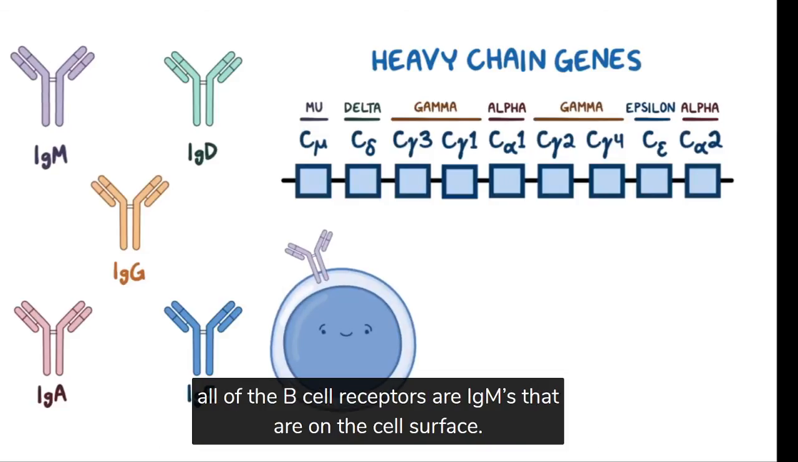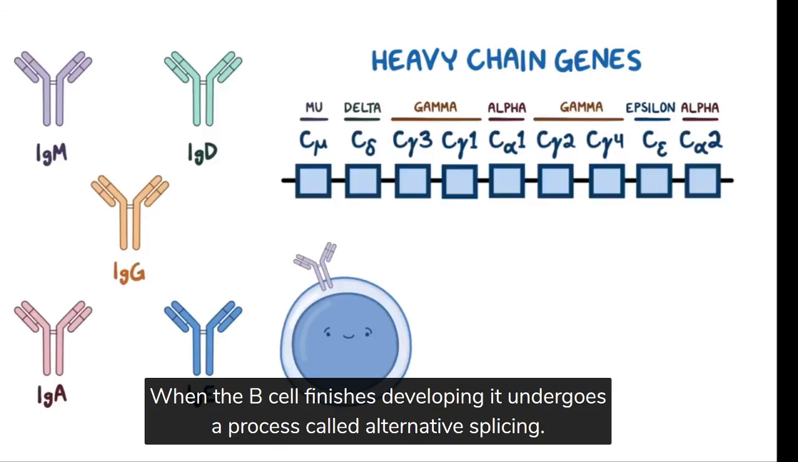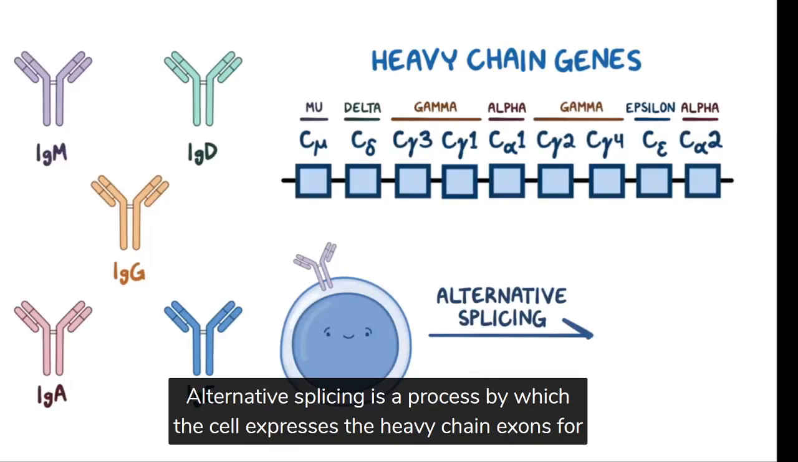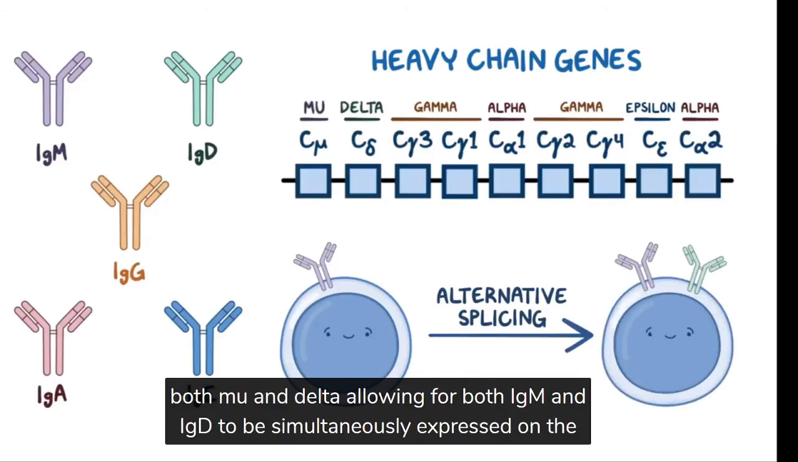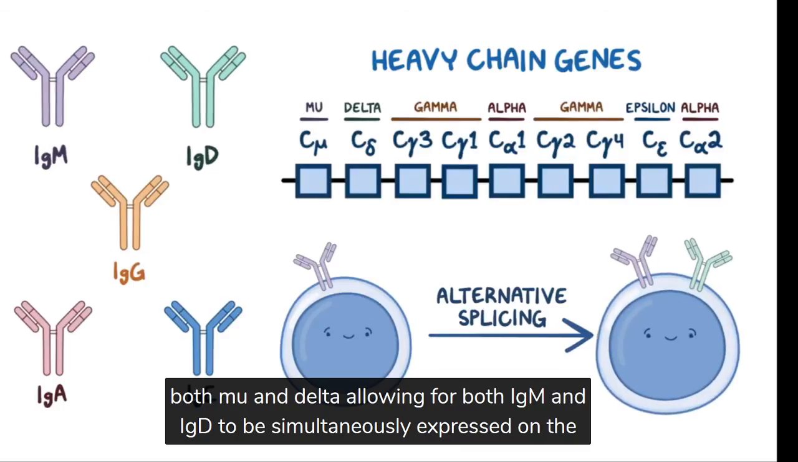When the B-cell finishes developing, it undergoes a process called alternative splicing. Alternative splicing is a process by which the cell expresses the heavy chain exons for both mu and delta, allowing for both IgM and IgD to be simultaneously expressed on the surface.